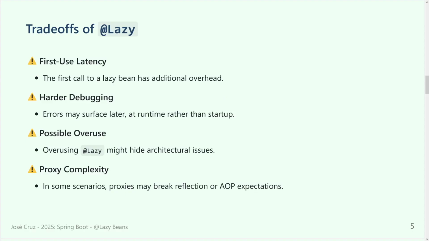So, proxy complexity. In some scenarios, proxies may break reflection and aspect-oriented expectations. That's because reflection goes to a specific class, and maybe you think that you are reflecting on your class, but you are reflecting on the proxy. Or the aspect-oriented programming, which is a module in Spring Boot that you can find. It will generate code. It will also work with a lot of proxies, and it's kind of creating proxies of proxies. It's quite strange. So don't get surprised if something strange starts to happen when you do Java reflection and AOP operations on lazy beans.